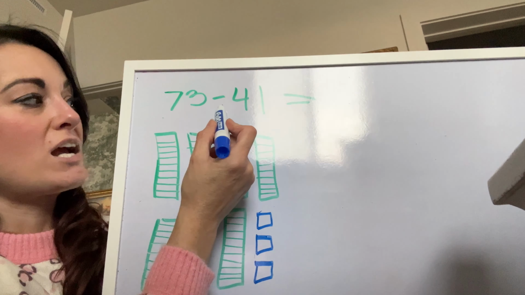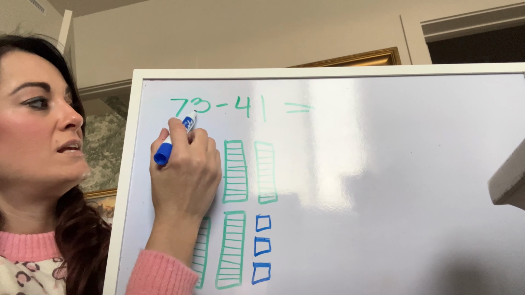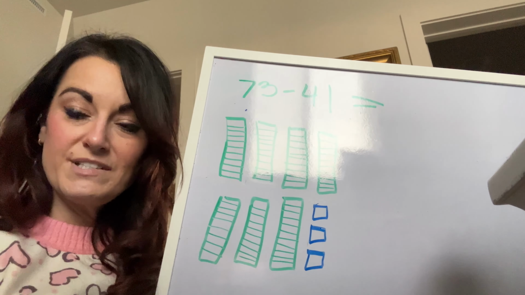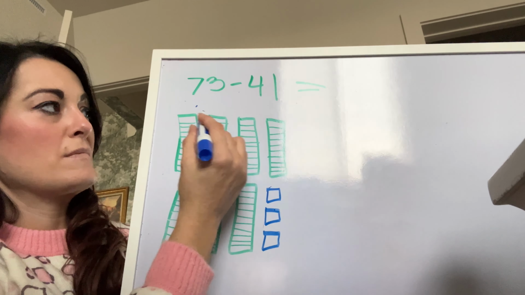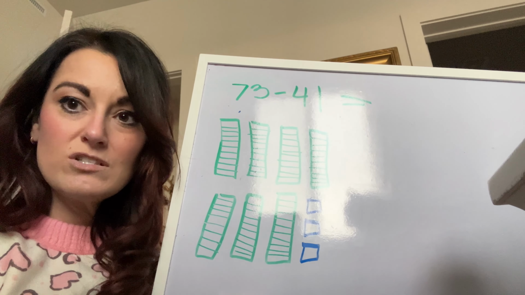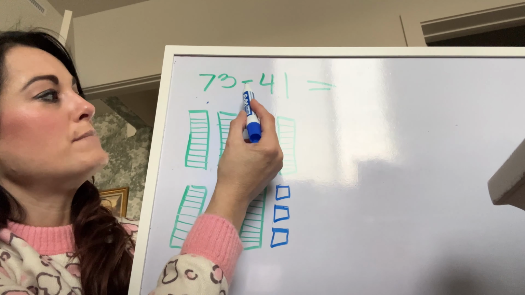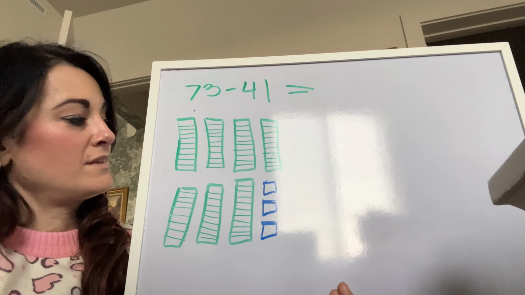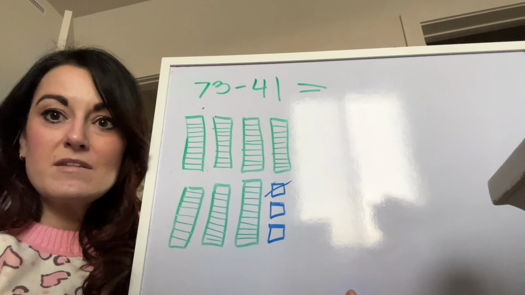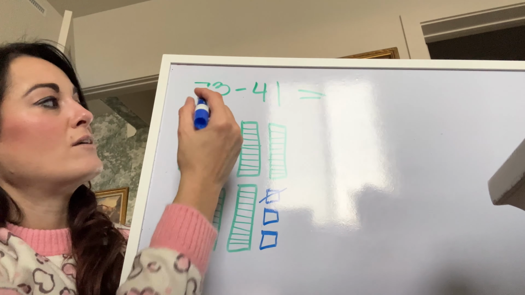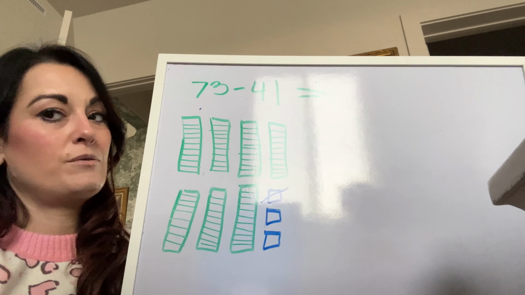Because this is a subtraction sign right here. So we are going to take away 41 from here. But we're going to start with our ones first. And 3 minus 1. So let's take one of them away. There's one of our ones gone. 3 minus 1.